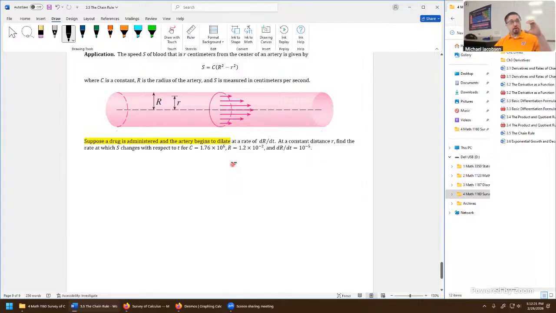Dilate means grow larger. Say, if your pupils dilate, then they look smaller, but they get wider as they're dilating. We're told here the speed of blood, that is r centimeters from the center of an artery, is given by this equation. So human anatomists, biologists have worked really hard on this problem.